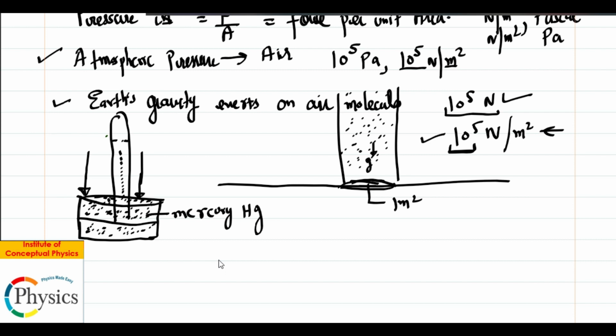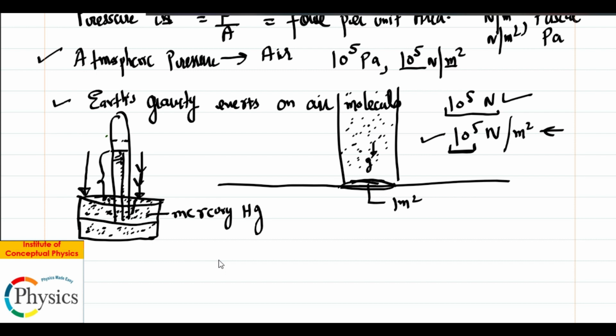Once this mercury is facing pressure, it then has no space inside the container, so it goes towards this side and then it stops, which means the height of the mercury which you see above the container is able to balance this pressure.